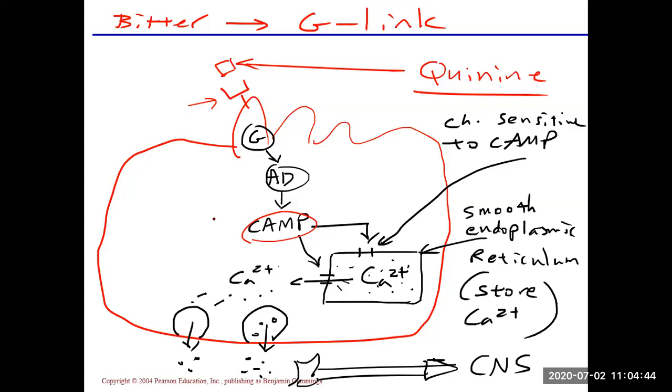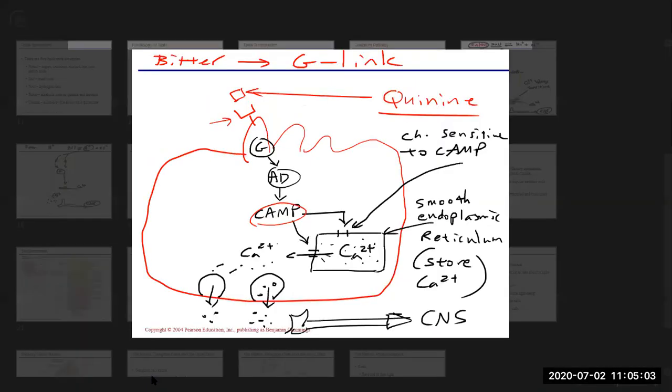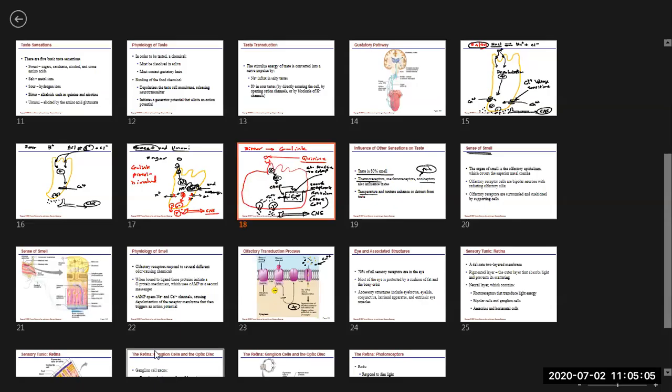So in a nutshell, everything is involved with G-linked protein, except the salty, which is the sodium ion involved, and the sour taste, which is the hydrogen ion involved. All right. So that's as far as the taste I would like to talk about. We go straight to the olfactory senses, or sense of smell.